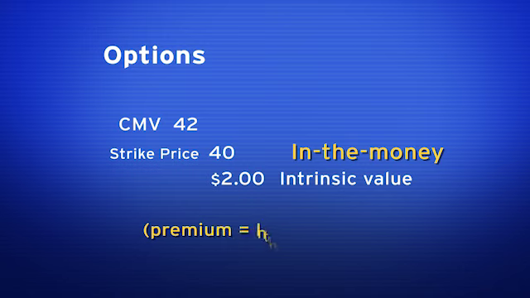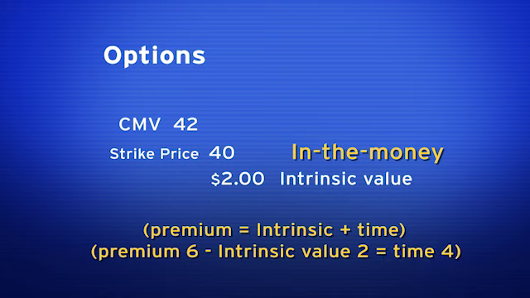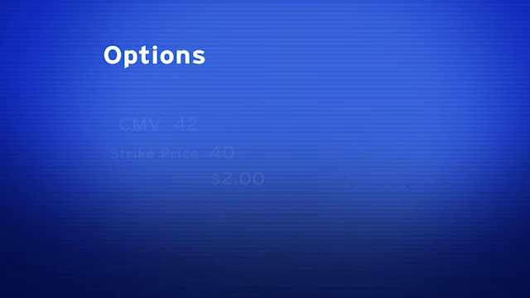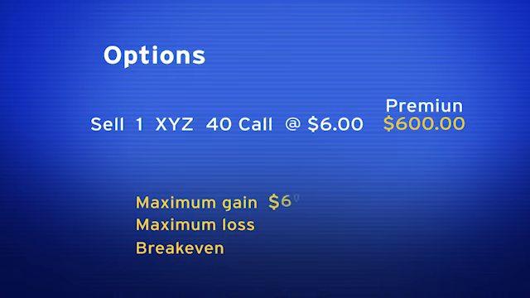Remember, premium is intrinsic value plus time. So if premium is 6 and intrinsic value is 2, what's time value? Well, premium 6 minus intrinsic value of 2 gives me a time value of 4. Let's now talk about max gain, max loss, and break even on this short call. So I sold this call. I took in that premium of 6 or $600. That's a credit to me. The best thing that could possibly happen to me, this option expires and I get to keep the premium. So the maximum gain is $600.